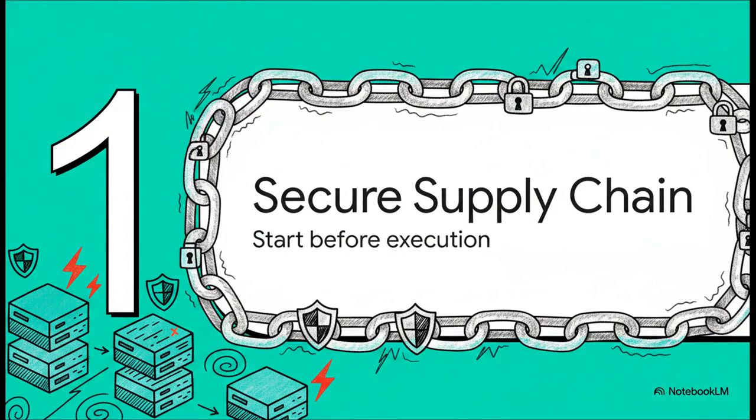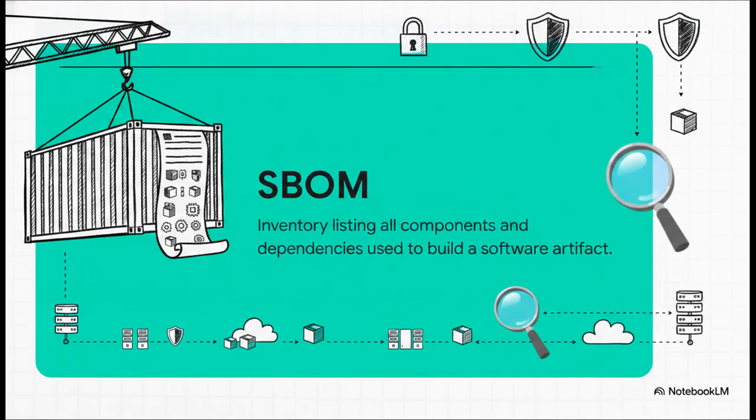Step 1. Securing the supply chain. We've got to start before execution. You see, a secure container starts way before it ever runs, simply because every single image layer is a potential entry point for malicious code.